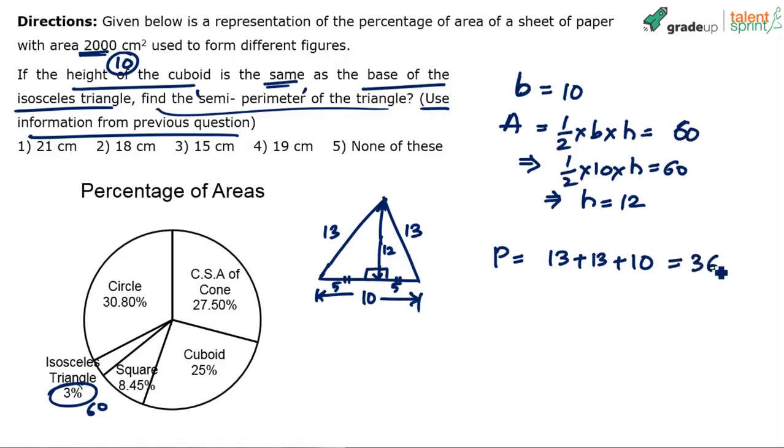36. But what is the actual requirement? Semi-perimeter. Semi-perimeter is half of perimeter. It is usually denoted by small s. Half of p. Half of p is how much? 18. Half of 36, 18. Option 2 would be the answer.